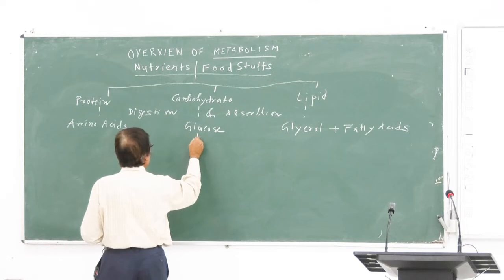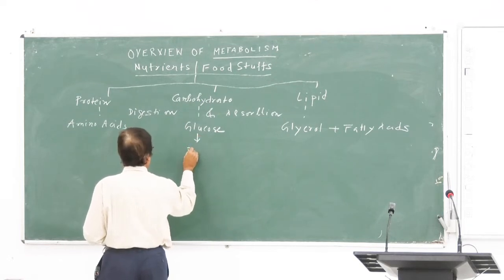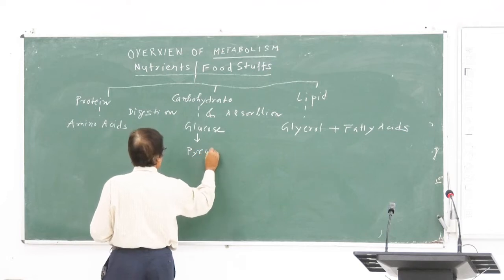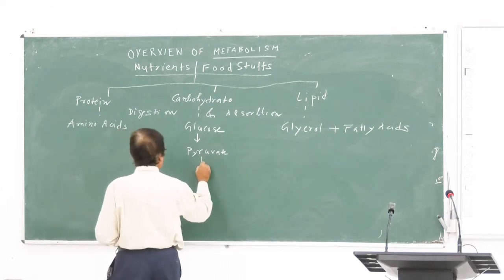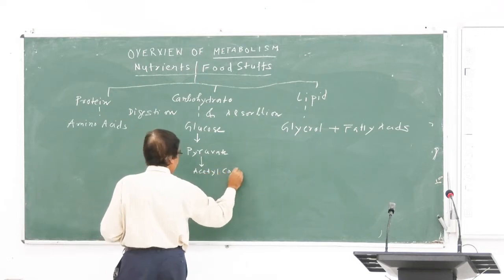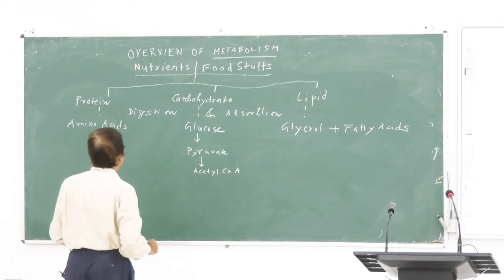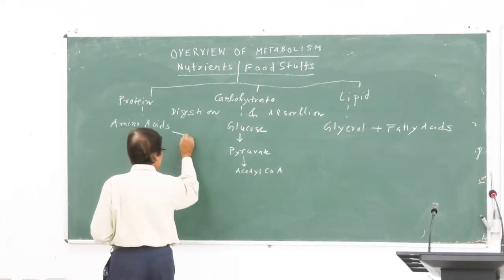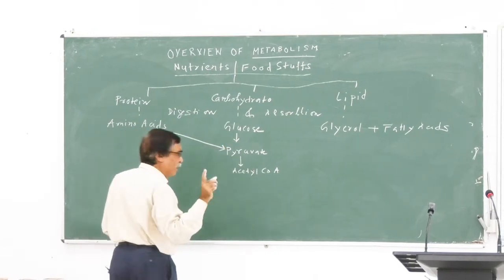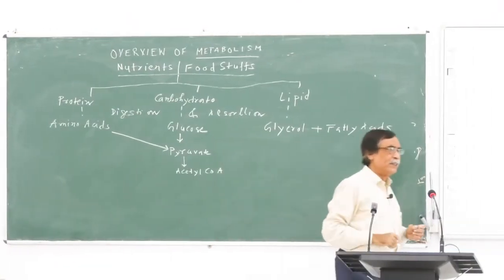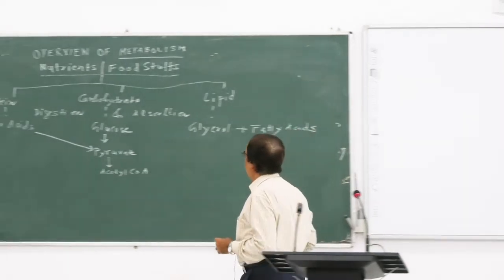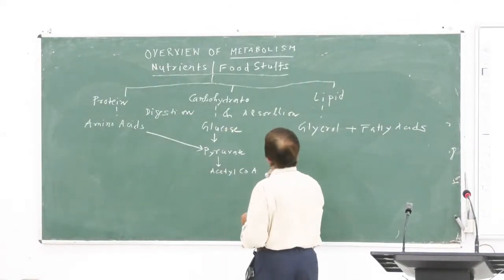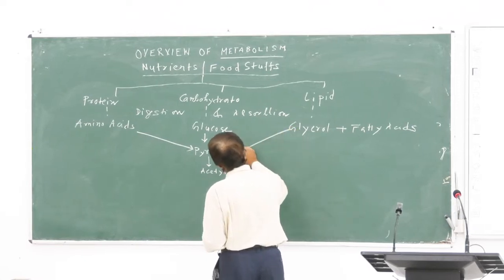Now glucose is converted to pyruvate. Pyruvate is converted to acetyl-CoA, which is the common intermediate. We can get pyruvate from amino acids. Not all amino acids give rise to pyruvate, but some of the amino acids give rise to pyruvate, particularly the alanine. You can get acetyl CoA, and glycerol can be converted to pyruvate.